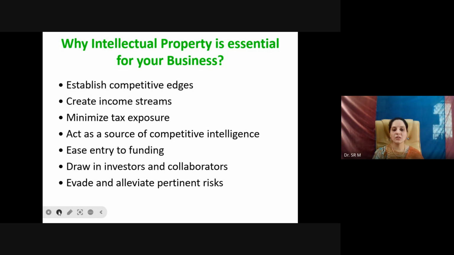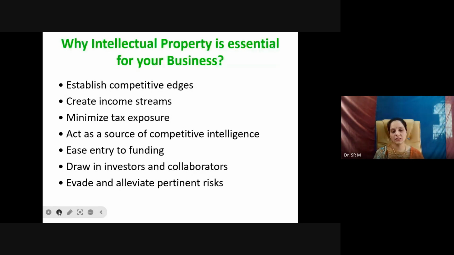Then drawing investors and collaborators. Investors and strategic partners are attracted to a business with a solid IP foundation. I repeat, any kind of investors, lenders, strategic partners, collaborators, they are attracted mainly to your business if you have a solid intellectual property foundation, right? A unique brand, a patented technology, or exclusive rights to certain innovations. It actually signals long-term sustainability and also the growth potential.